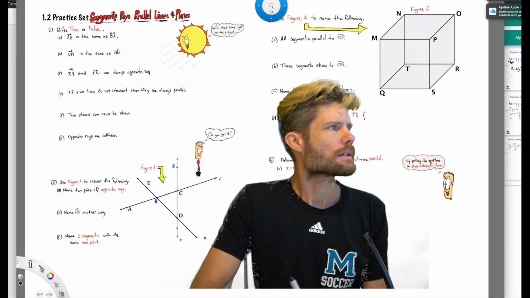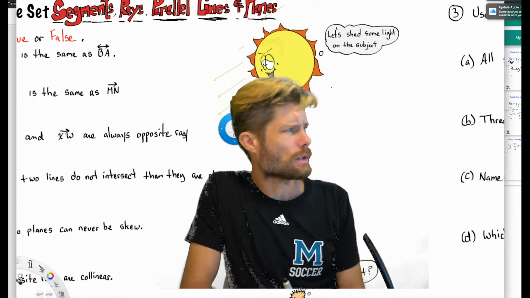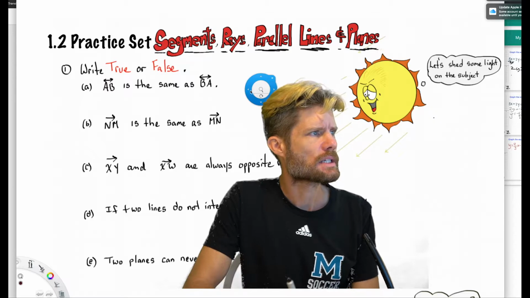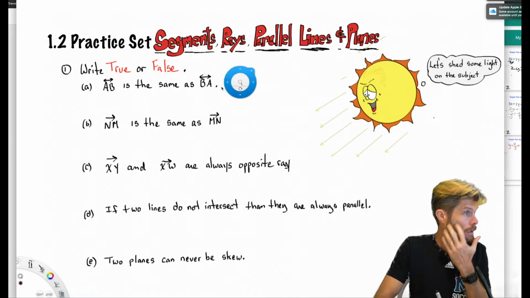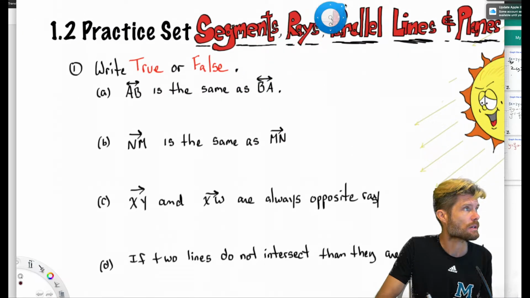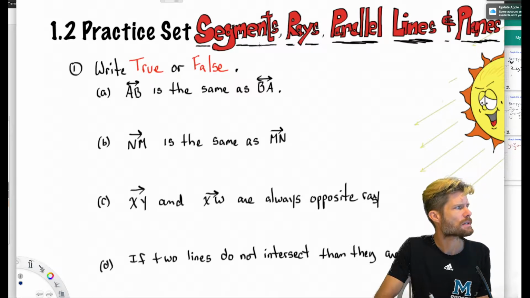Okay, so I would like to go over the solutions for the 1.2 practice set on segments, rays, and parallel lines and planes. Just so if you didn't get a chance to go over them in class, I can go over them with you now.